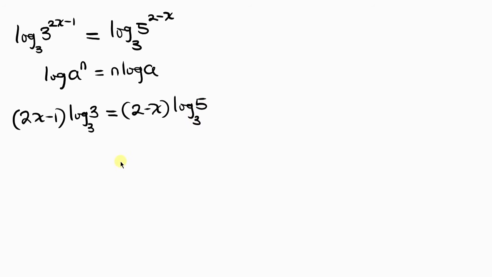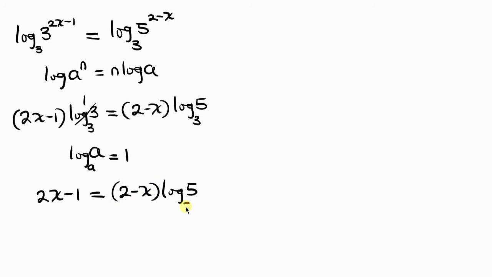Our next step will be for us to apply yet another law of logarithm, which says, for example, when I have log a to base a, as long as the number and the base are equal, this is equal to 1. And this is what is happening here. So this expression gives 1. So 1 times 2x minus 1 is 2x minus 1. And this is equal to 2 minus x times log 5 base 3.